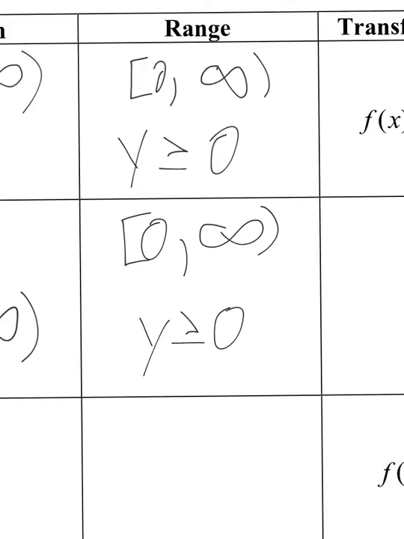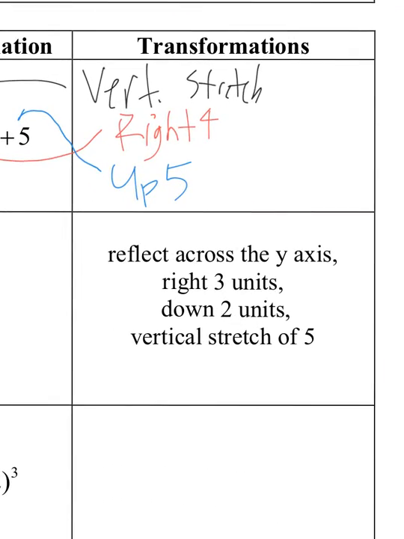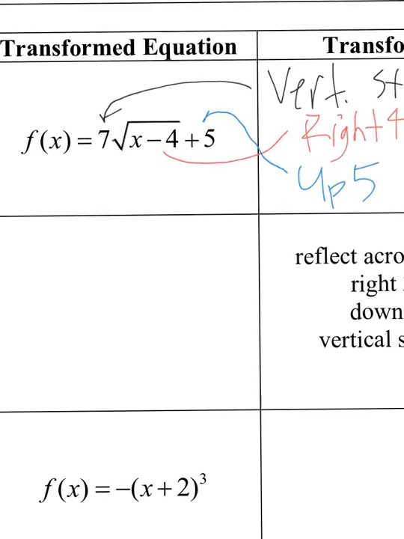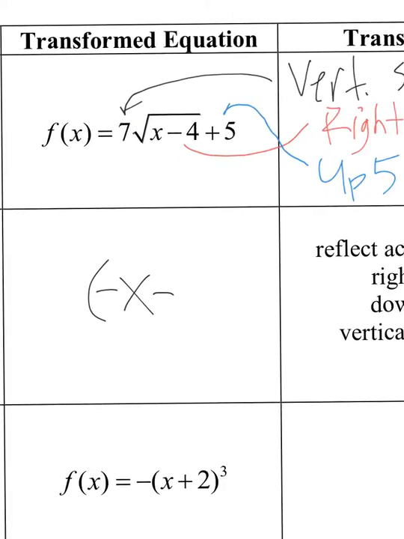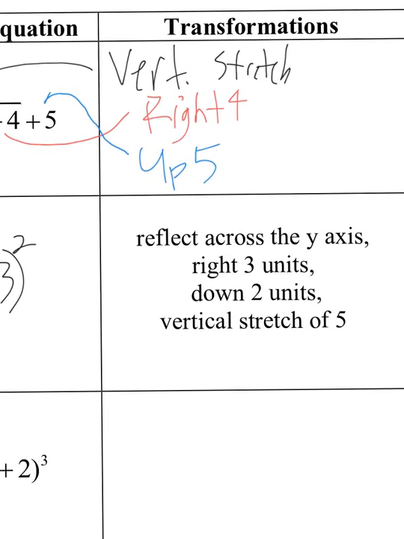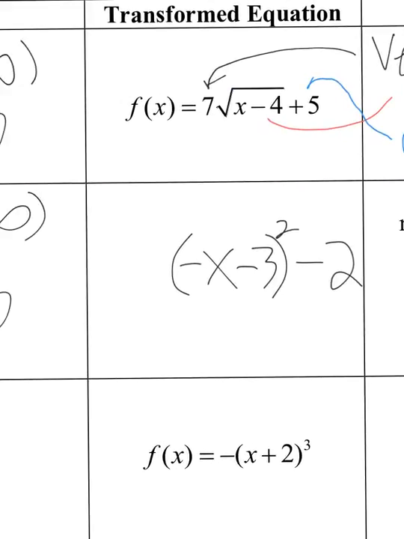So, all right, now let's look at a transformed equation, but I'm giving you the transformations first. Reflect across the y-axis. That means you're going to have a negative on the inside. All right, so you have -x somewhere. It says right 3 units. So remember, minus goes right, plus goes left. And then you can close that and then put the power of 2. Down 2 units. So down 2 is -2 on the outside. And then vertical stretch of 5. That just means you're going to put a 5 on the outside.